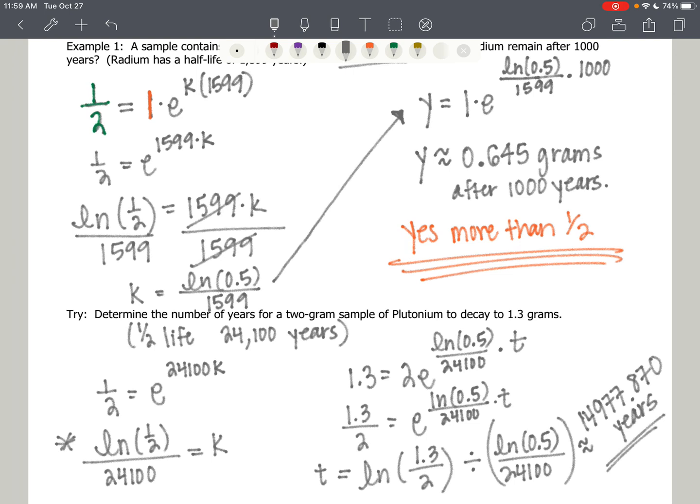It makes me want to sing the Big Bang Theory song. Although that doesn't even make a dent into 14 billion years ago, but it's 14,000 years ago, almost 15,000 years ago, or in the future. It all depends on where you're at. Okay, hopefully you understood this example, this try, and you're ready for the next.